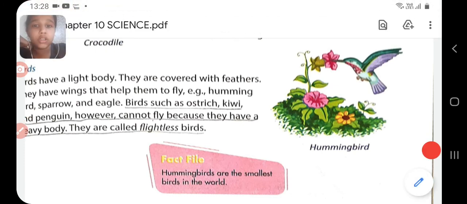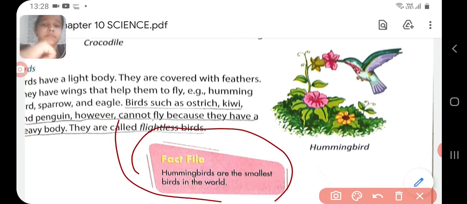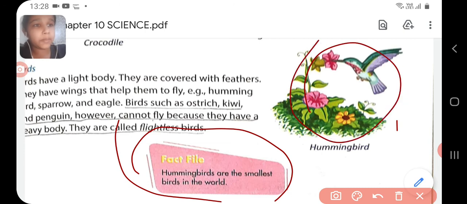Now here is a little fact file. Hummingbirds are the smallest birds in the world. This is a hummingbird, which you can see here. You can see it everywhere, even in your garden or on your roof.